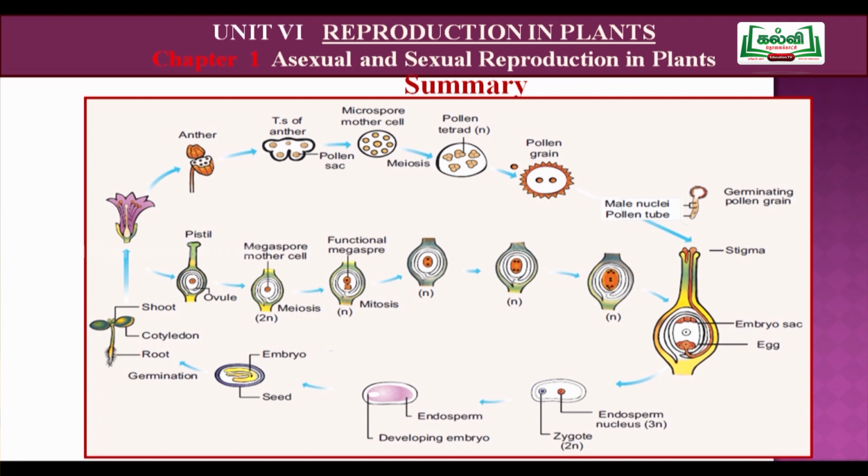From the microspore, the generative cell and the vegetative cell are formed. From the generative cell, two male gametes are formed. And the megaspore possesses the egg, the haploid egg. Pollination followed by fertilization, the fusion of male and female gametes, results in the formation of a diploid cell called the zygote. The zygote develops into the embryo, the embryo is present inside the seed, and seeds on germination develop into the higher plant. So this is a summary of sexual reproduction.